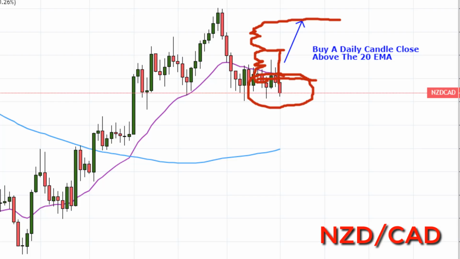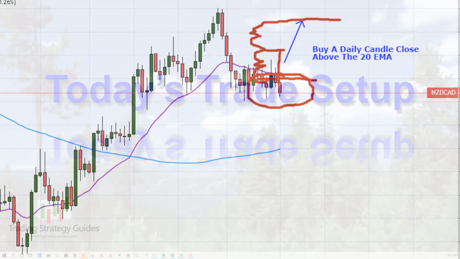I will only risk about 2% of my account on each trade. And that's the setup on the New Zealand dollar Canadian dollar currency pair.